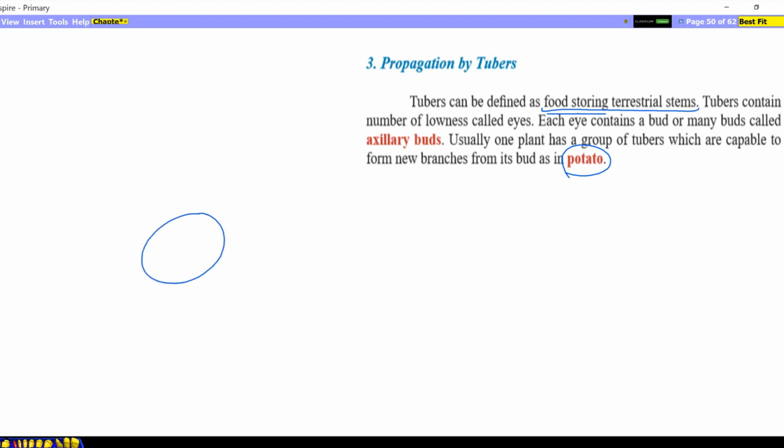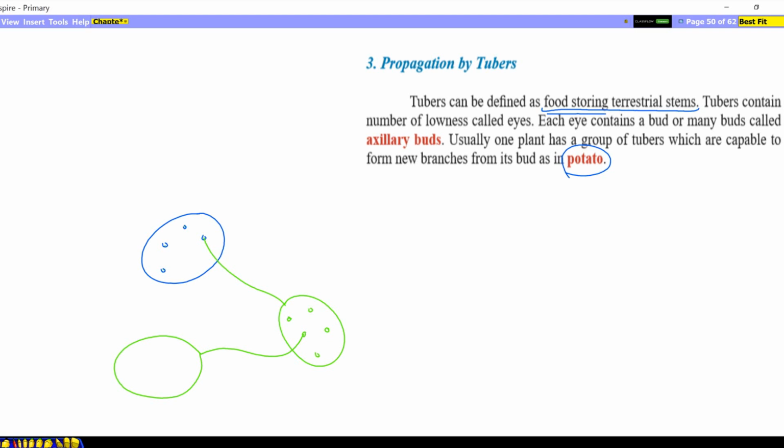So when we hold a potato, on the surface of the potato we see some spots called eyes, and each eye contains a bud or many buds, called axillary buds. These buds contain apical meristematic tissue, from which a new stem extends, stores food, and expands to make a new tuber. Again, on the surface there are spots called eyes, each of them a bud; the stem extends, makes a new tuber, stores food, and expands.